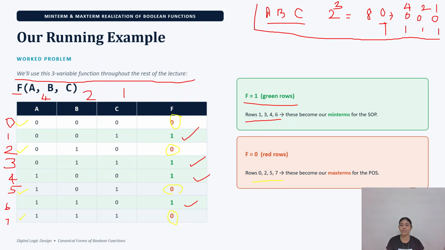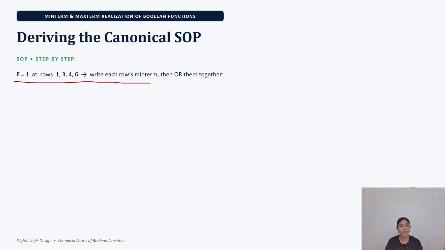Remember, minterm we used to call SOP. Maxterm we used to call POS. Last class itself I told what is POS: product of sums. Okay, right. So deriving the canonical SOP form, what is your step by step? What is your first step? You have to consider F equals 1 at the rows where you got F equals 1: 1, 3, 4, 6. Write each row's minterm, then OR them together. This is your second step.